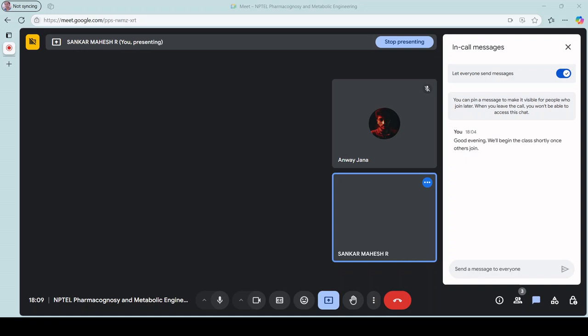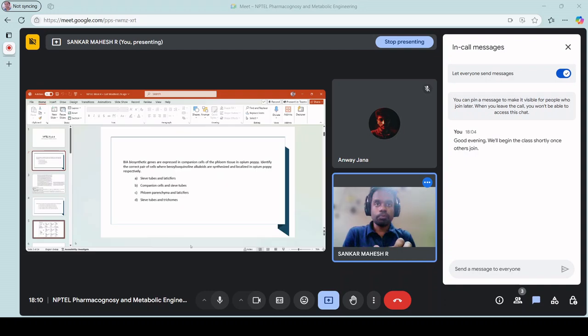The first question is: BIA biosynthetic genes are expressed in companion cells of the phloem tissue in opium poppy. Identify the correct pair of cells where BIA are synthesized and localized in opium poppy respectively. Option A is sieve tubes and laticifers. Option B is companion cells and sieve tubes. Option C is phloem parenchyma and laticifers. And option D is sieve tubes and trichomes. You can take a couple of minutes and then think about the question and then unmute and explain what you think would be the right answer here.